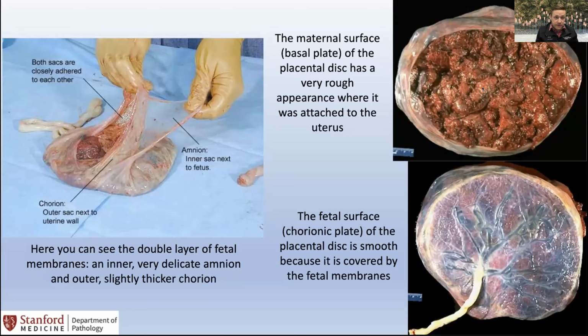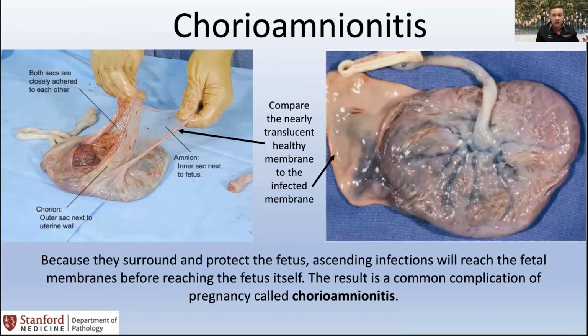And in severe cases of chorioamnionitis, a gross examination will right away give you that appearance of very cloudy membranes as opposed to these very translucent membranes. And so in certain cases, it can be detected even before the placenta reaches the pathologist. And even more so, the clinical symptoms can sometimes be present that alert you to it even before delivery.